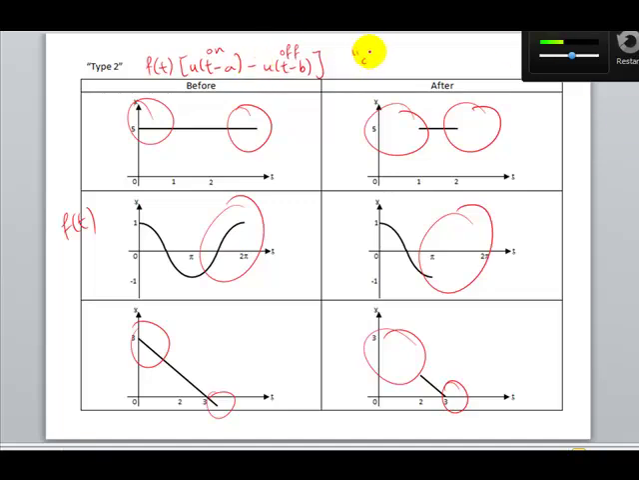So in this case, we chop off before and after, which means chop off in front and chop off the back portion. So let's go into detailed explanation.